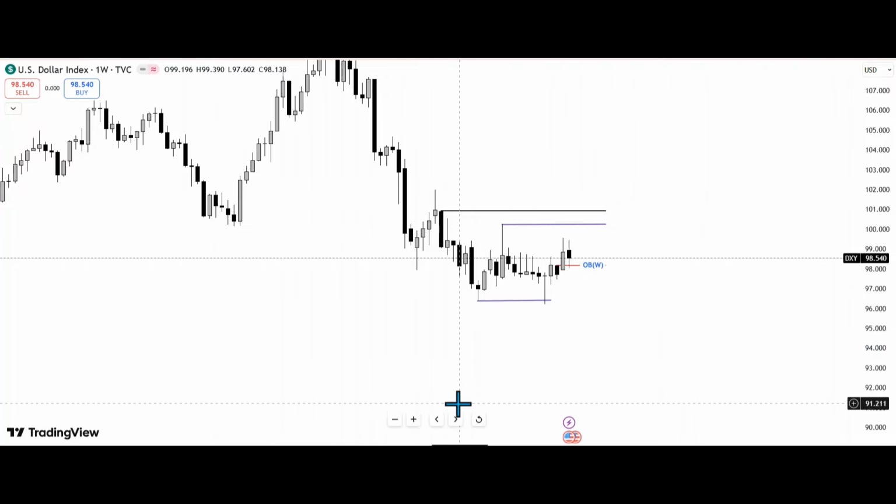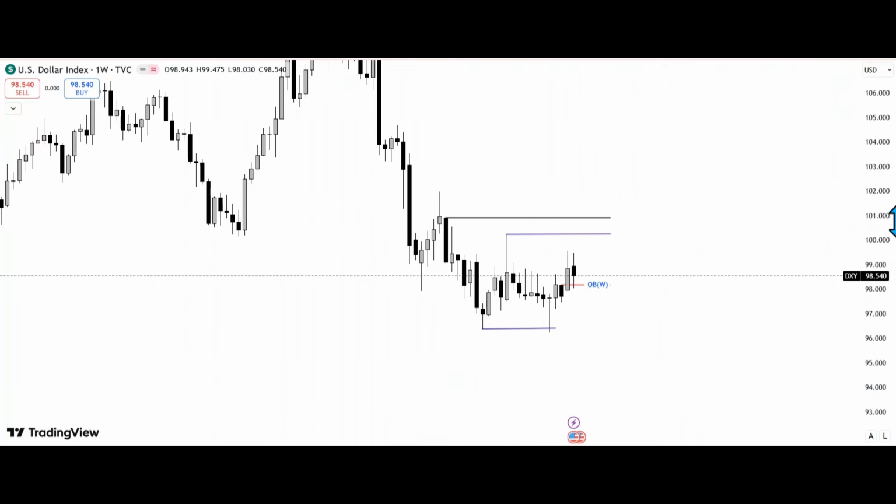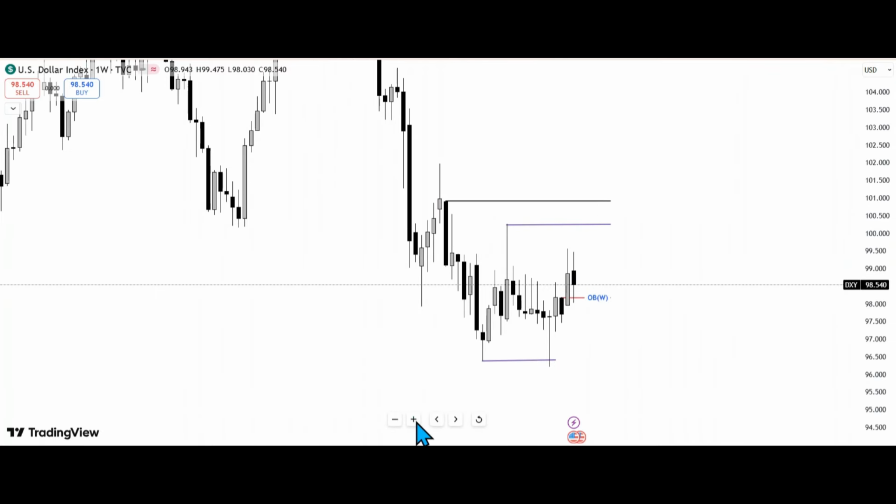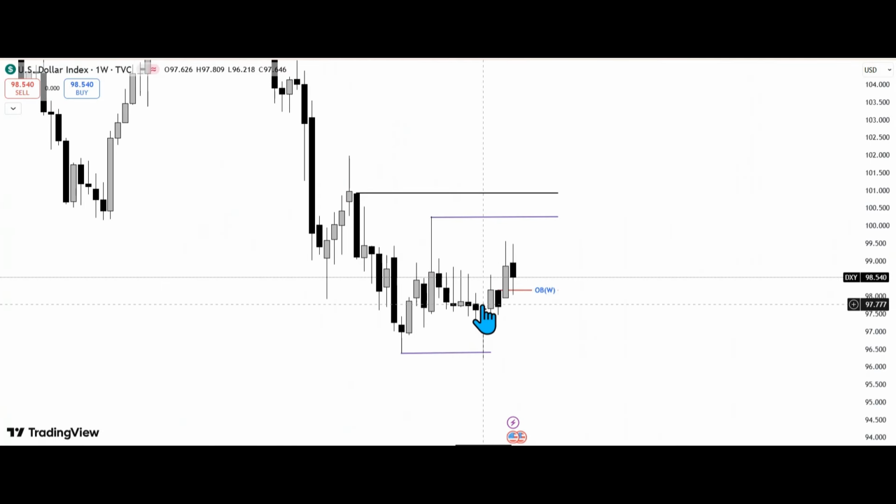So DXY, if you look on the weekly time frame, you can clearly see that the structure is bearish. We've been making lower lows, lower highs, lower lows. So then finally, this is what we had. This week here, 15th September, we swept this liquidity and had this rejection. Because of that rejection, we kept getting bullish moves, as you can see.